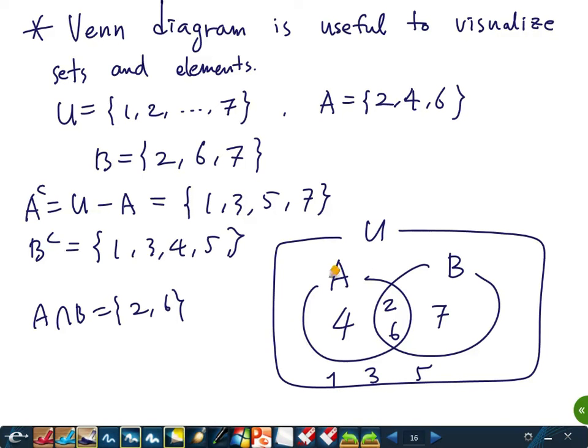So in this way, you can see that A has 3 elements, B has 3 elements, 2, 6, 7, and A intersect B equals the set 2 and 6. This is a very useful tool to understand sets if there are not many sets. If there are more than 3, then the Venn diagram gets quite complicated. But for 2 or 3 sets, it's useful.